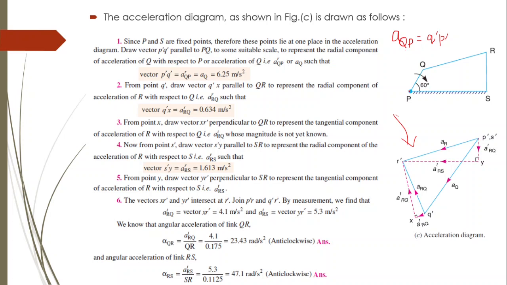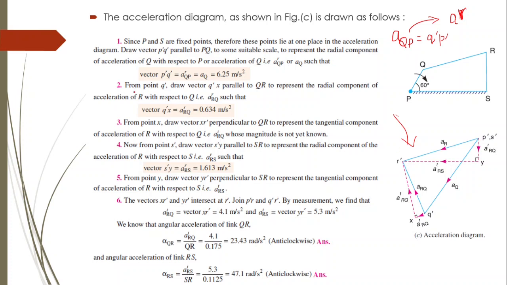That is parallel to this link PQ, because this is the radial component of acceleration, and the radial component must be along the link. Here the tangential component is equal to 0. Then we represent 6.25 meter per second square in the direction of PQ, that is equal to P dash Q dash. There is only a radial component, no tangential component. So we can represent this line as the complete, or absolute, acceleration of Q.